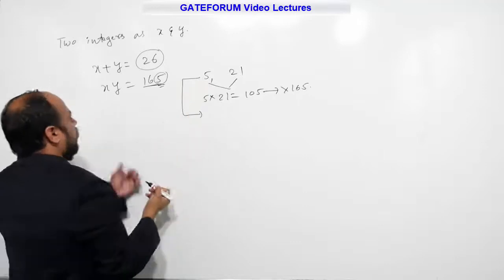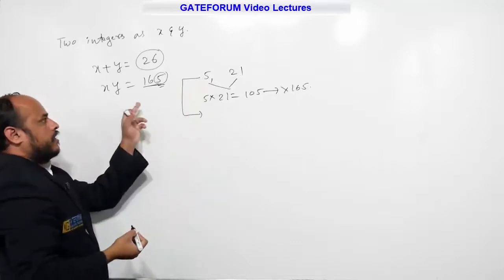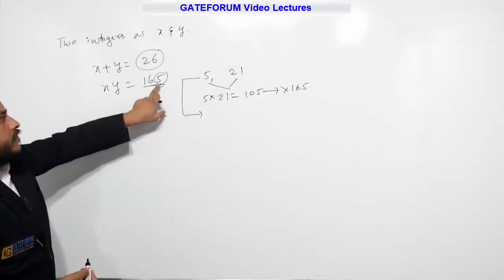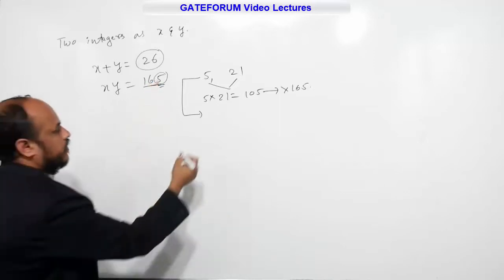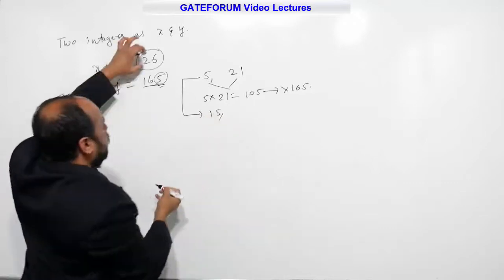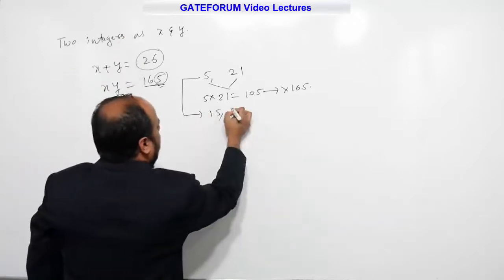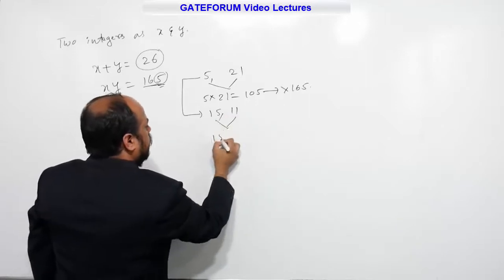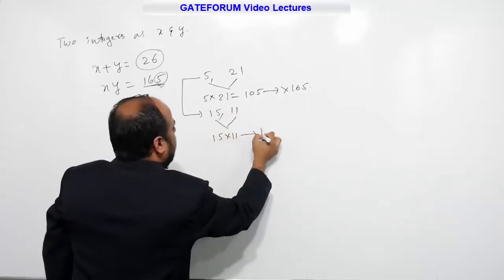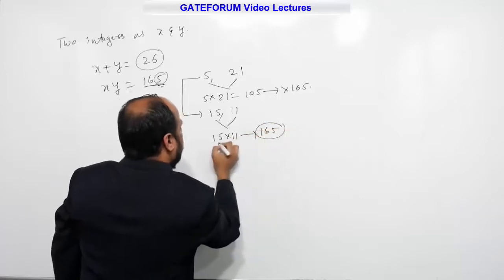Now case 2. 5 twos are 10, okay, I will not take 10. 5 threes are 15. So the last digit is 5. I will take 15 as one number, but to get sum 26 I will take the other number as 11. So in this case the sum is okay, 26. What is the product here? 15 into 11. Now this is exactly 165. So these are the required two numbers.